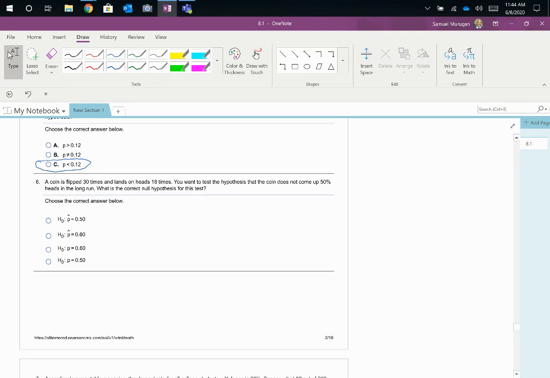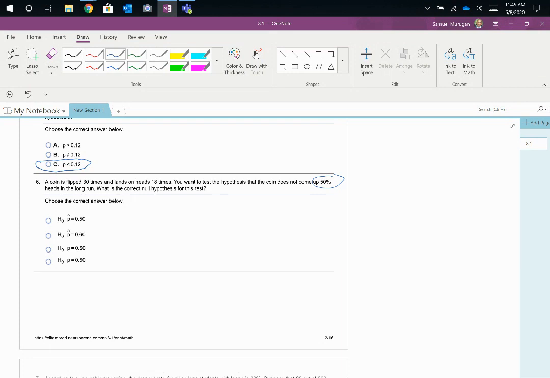A coin is flipped 30 times and lands on heads 18 times. You want to test the hypothesis that the coin does not come up 50% heads in the long run. What is the correct null hypothesis?